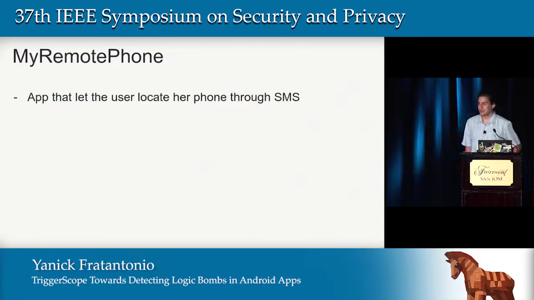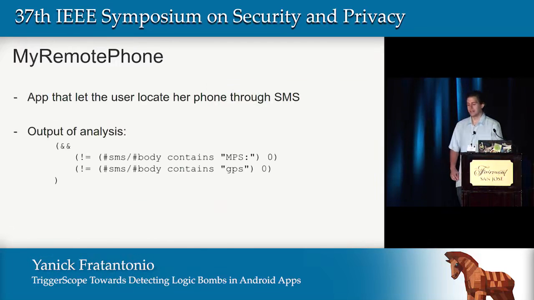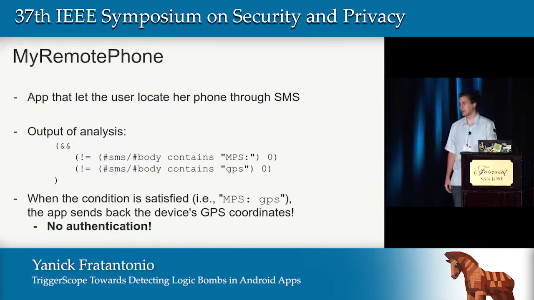Another app we found was My Remote Phone, again from the Play Store. It's an app that lets the user locate their phone through SMS. The tool was able to identify this suspicious check. Basically, something happens when the body of the SMS contains MPS: and GPS. And we actually installed this application. We sent an SMS satisfying this condition, and we got back the exact GPS coordinates of the app. There was no authentication. And OK, in this case, I think it was more a vulnerability and not like a backdoor. But of course, in a malicious scenario, this could be an actual backdoor.